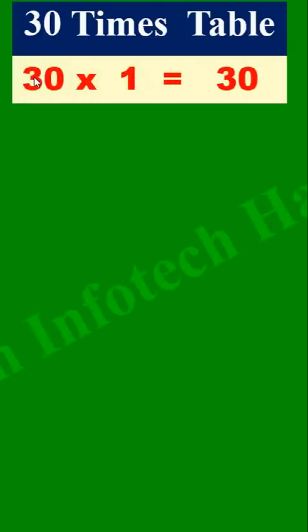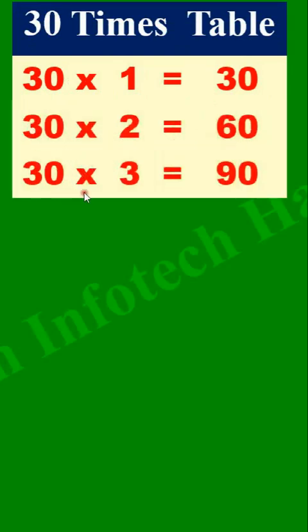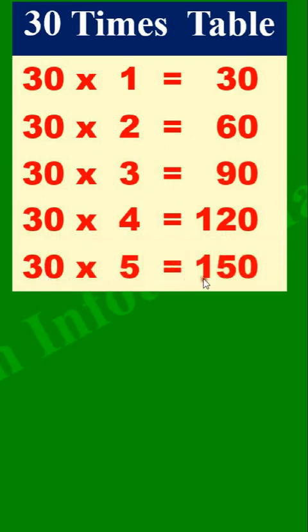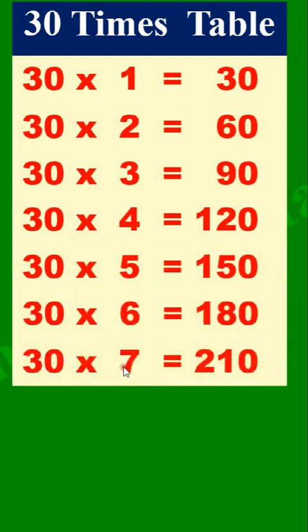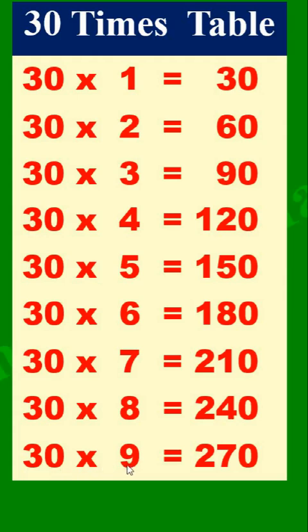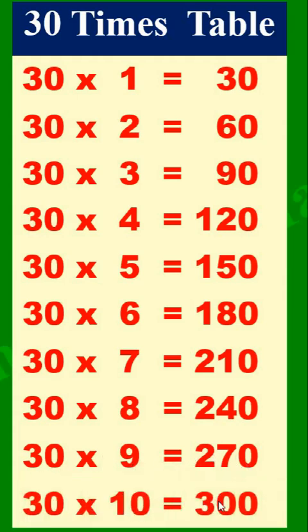30 times table. 30 times 1 is equal to 30. 30 times 2 is equal to 60. 30 times 3 is equal to 90. 30 times 4 is equal to 120. 30 times 5 is equal to 150. 30 times 6 is equal to 180. 30 times 7 is equal to 210. 30 times 8 is equal to 240. 30 times 9 is equal to 270. 30 times 10 is equal to 300.